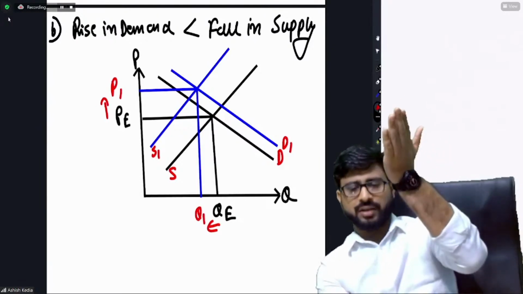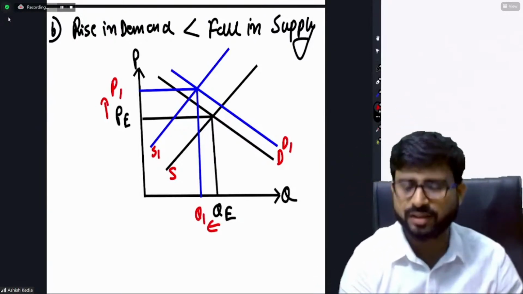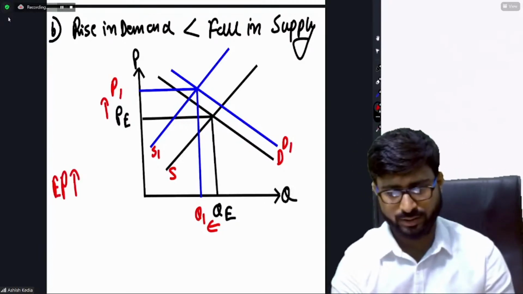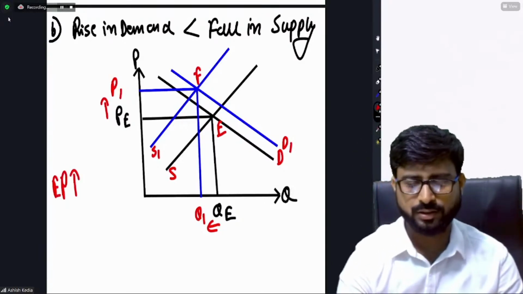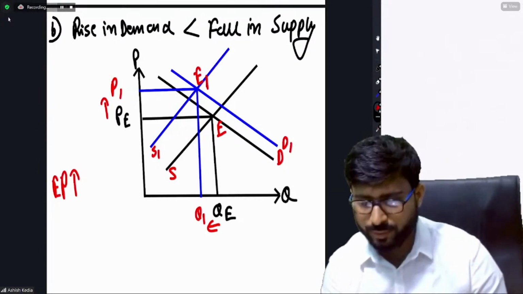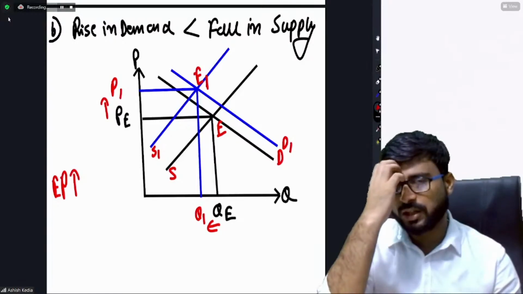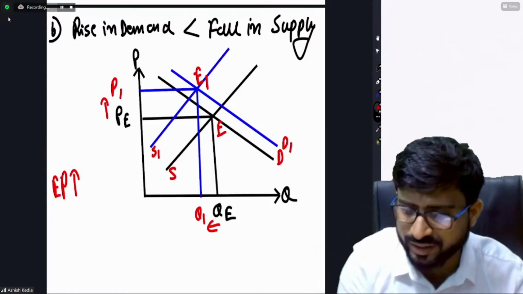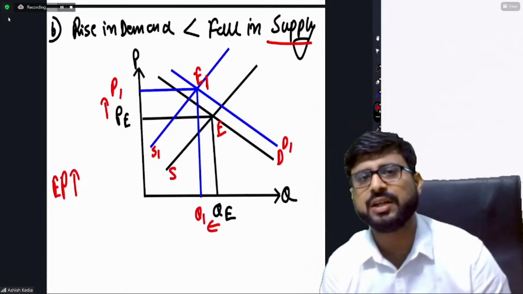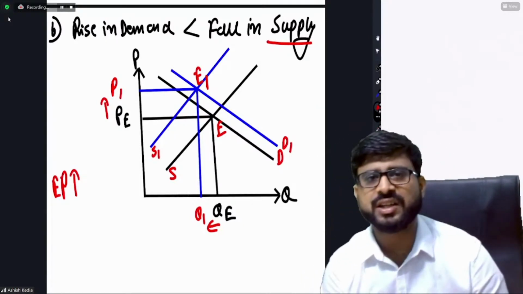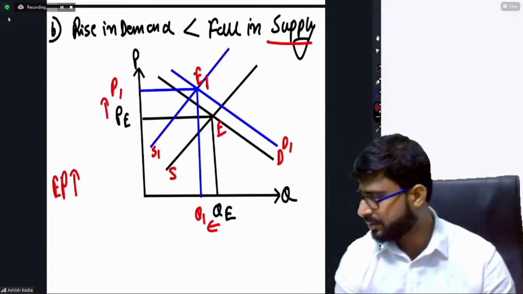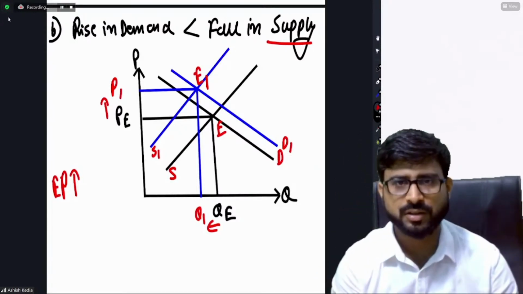Because obviously demand is rising, supply is falling. So there is excess demand. With excess demand, the equilibrium price will definitely rise. That was bound to happen. But what about equilibrium quantity? Whichever change is stronger, the fall in supply, quantity has a greater impact. Quantity gets the greater impact. Correct, everybody?